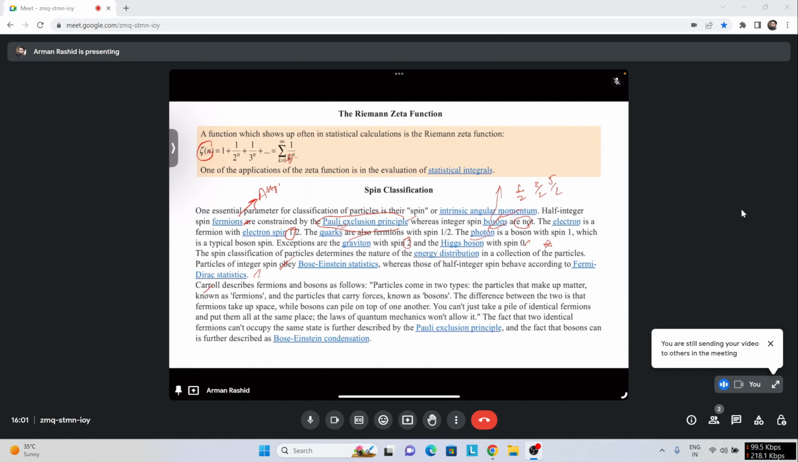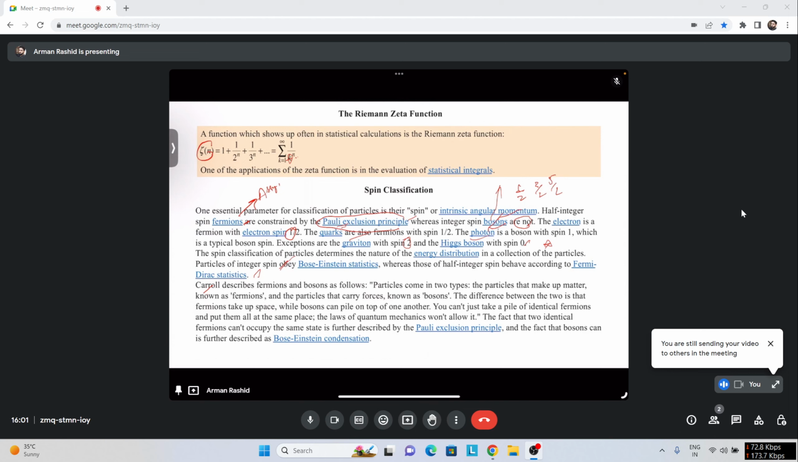So fermions are the particles that make up matter, and the particles that carry force are called bosons. So if something makes up matter, it is a fermion, like an electron or proton. But the particles that carry the forces are called bosons, like the Higgs boson, or light, because they don't have any mass, but they have some energy.